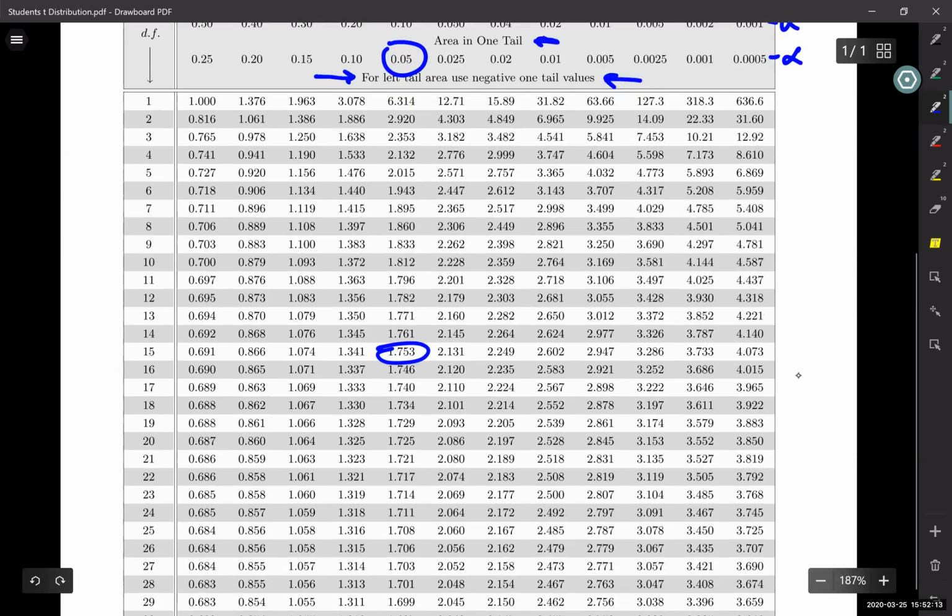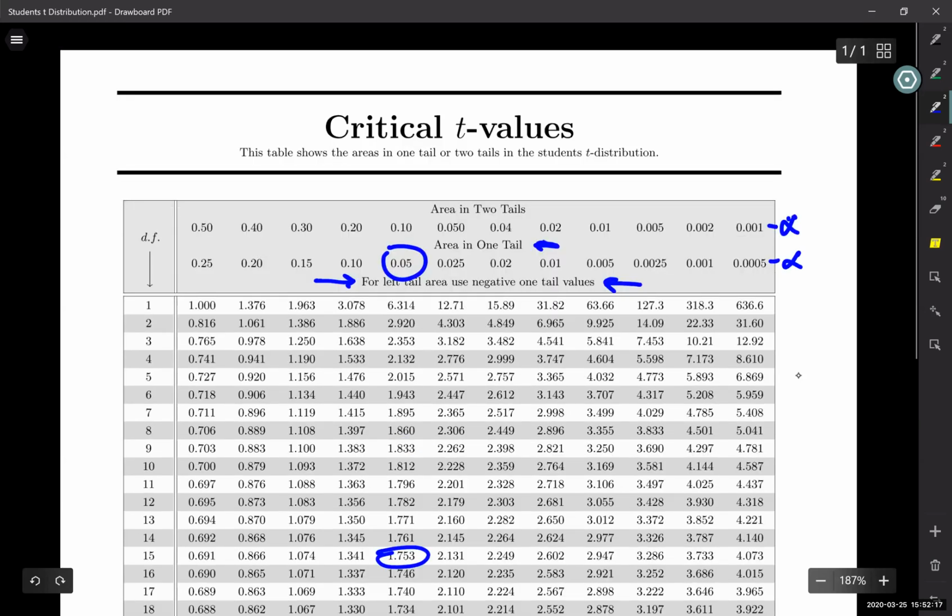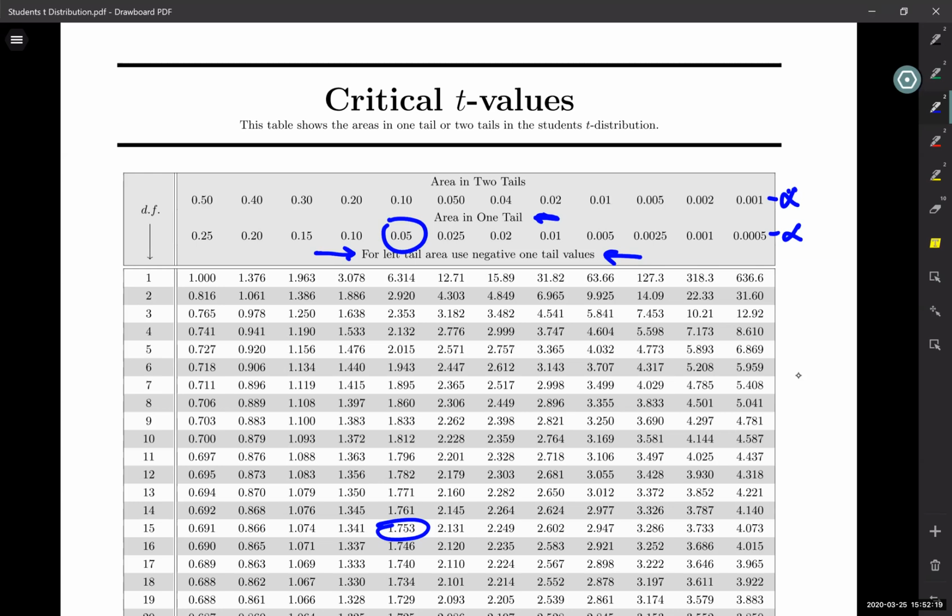So this is the same table we used in chapter 8 down here for the confidence level, 95%. And then up here, we're doing the area in one tail. And so here we have chapter 9 at the top. Same table, just different parts of the table. So again, 0.05 is our alpha, and we're going down to degrees of freedom of 15, 1.753.